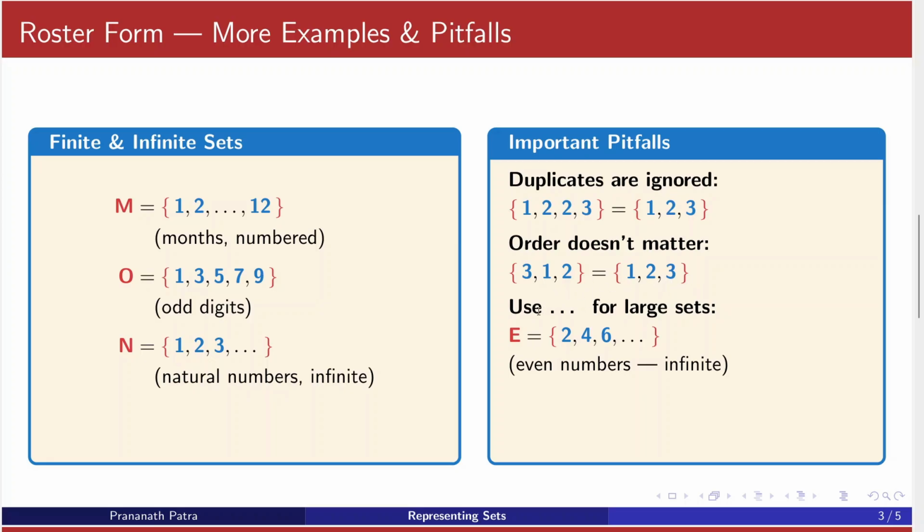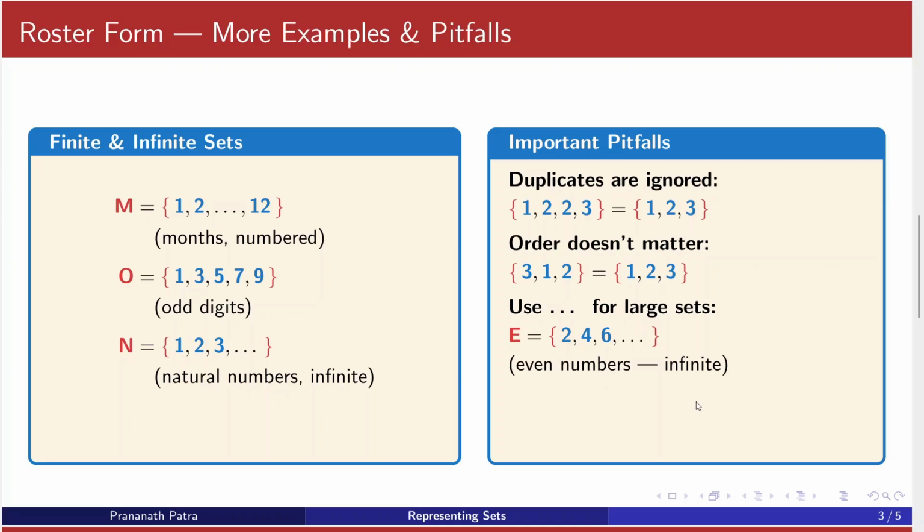And finally, as we just saw, remember to use the ellipsis, those 3 little dots, for very large or infinite sets. For example, set E equals 2, 4, 6, and so on. This clearly shows us the infinite set of all even numbers.